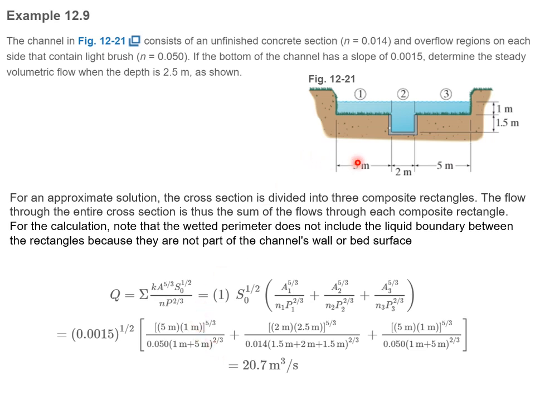These are pretty self-explanatory. If you look at A1, for example, it's 5 meters times the depth here, 1 meter, raised to the 5/3 power. The n value is given. P1 is just 1 meter plus 5 meters. And again, we don't include this part because it's just water there. So we repeat that for rectangle 2 and rectangle 3. So we calculate the composite Q value, which is 20.7 cubic meters per second.